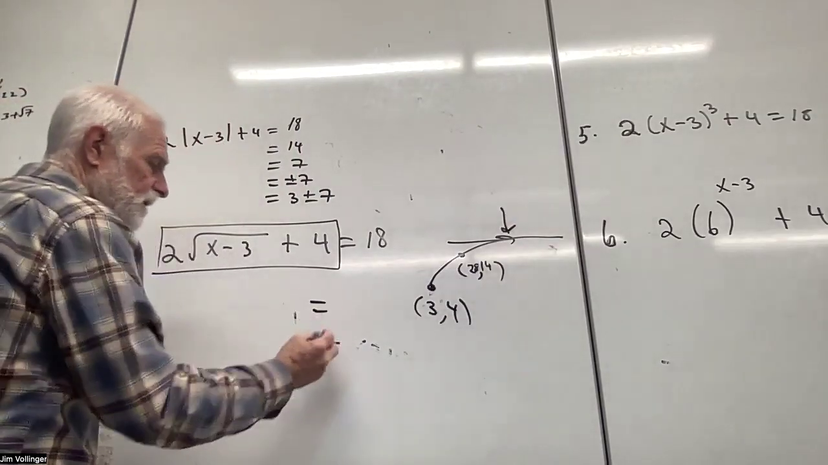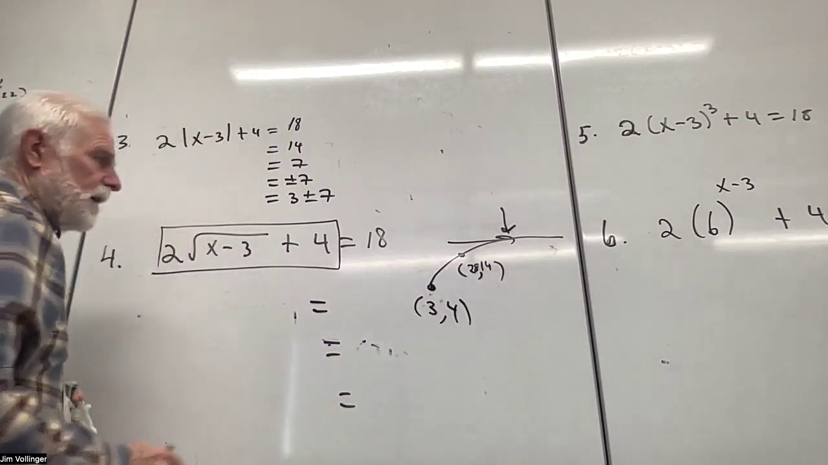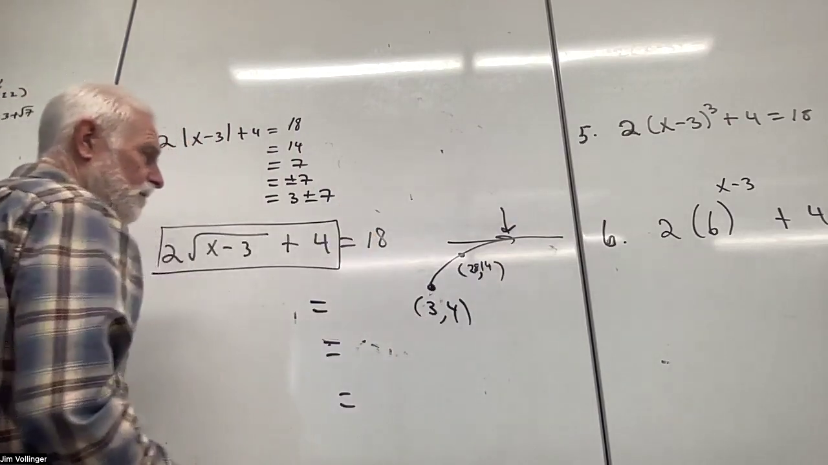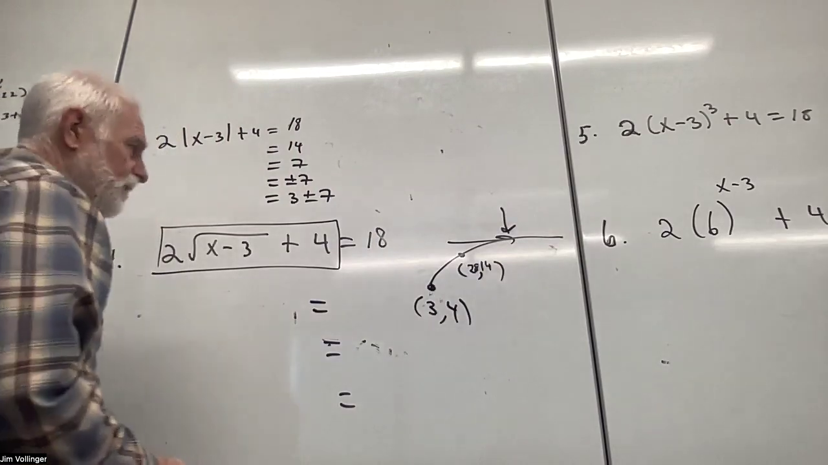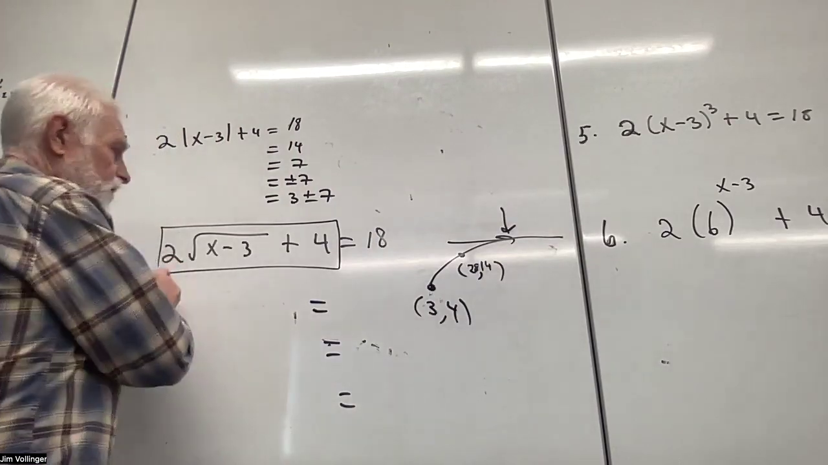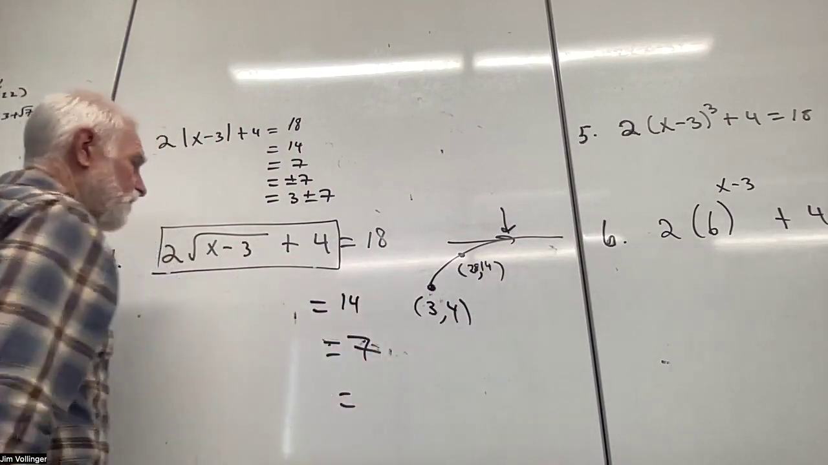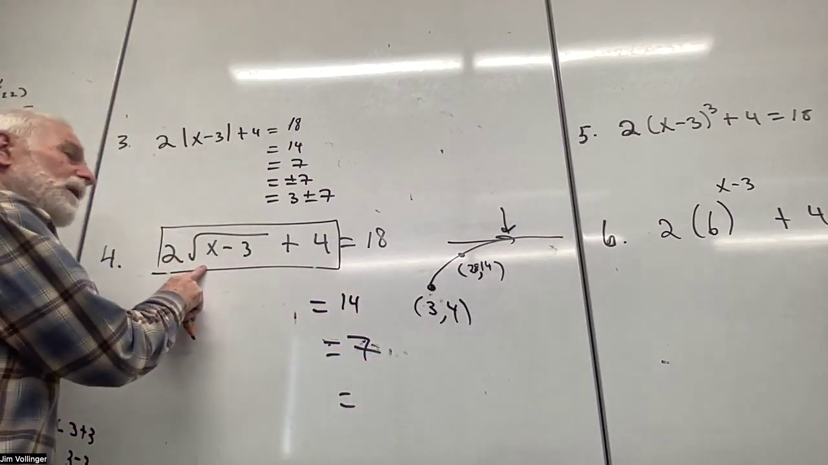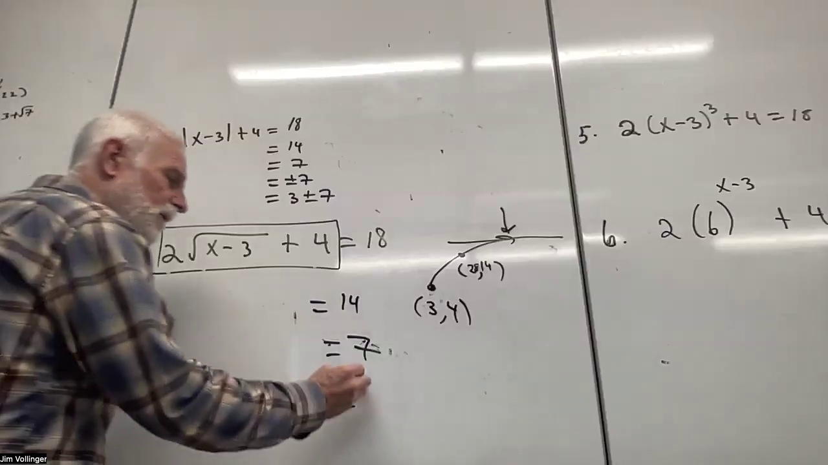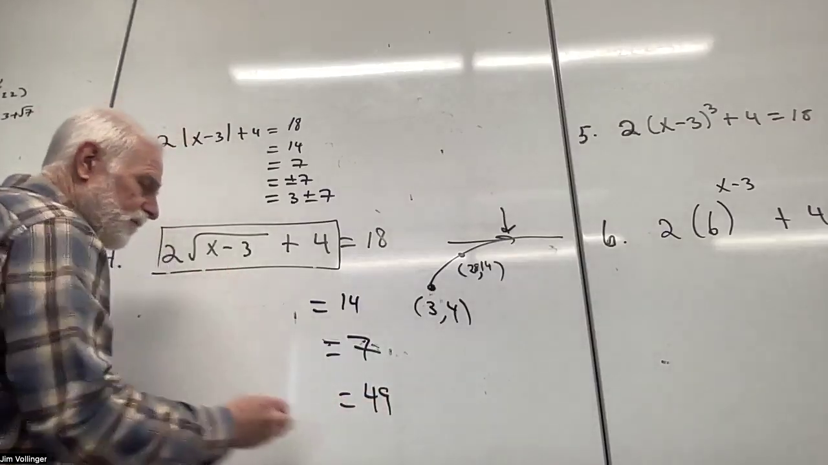I'll line up my equal signs here. Not anticipating coming down. Maybe I'll learn to do that if I keep doing this. So what are we going to do? We're going to subtract 4. We're going to divide by 2. Seems to be a pattern here. And I'm going to undo the major operation of square rooting by squaring. And then I'm going to add 3.